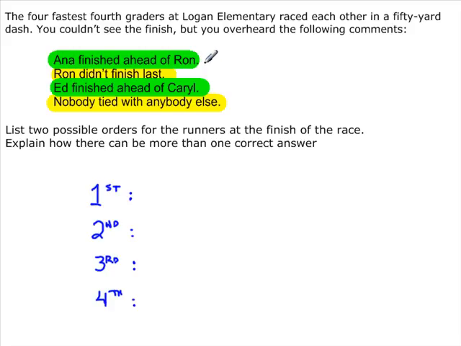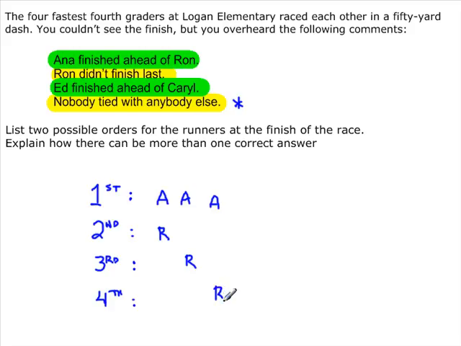So here we have Anna finished ahead of Ron. So right away, and then a key part here, let's keep coming back to this, is nobody tied with anybody else. So if Anna finished ahead of Ron, then we've either got Anna first and Ron second, or Anna first and Ron third, or Anna first and Ron last.